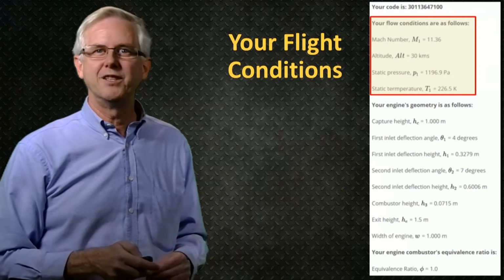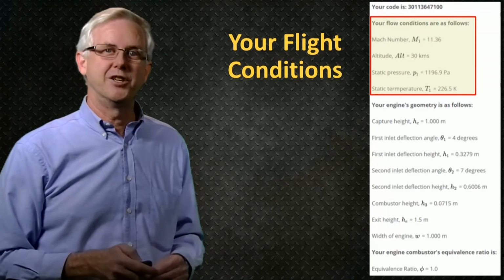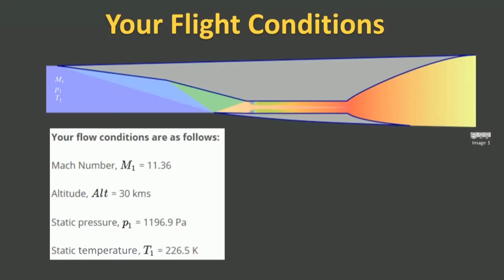Immediately below your 11-digit code are your flight conditions. Zooming in on those, we see that this includes your flight Mach number M1, the static pressure of the air through which your engine is flying, P1, and the static temperature of the air through which you are flying, T1. Your altitude will also be displayed, but this is just for your reference. Use the specified P1 and T1 in your calculations.